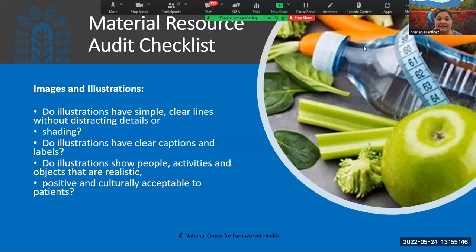One of the last things to look at when you're auditing material would be the images and illustrations. And that's what a lot of you said in the chat, right? It's important to have pictures, and it's important to have images that are culturally relevant to your population. Do the illustrations have simple, clear lines without distracting details or shading? Do illustrations have clear captions and labels? Do illustrations show people, activities, and objects that are realistic? Like, is your patient population going to relate to the images that you use, right? Again, positive and culturally acceptable to patients.